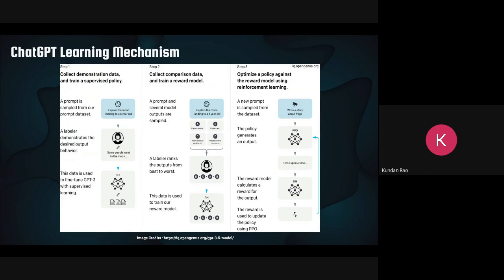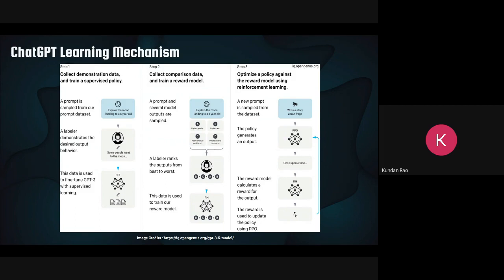Then we can use this data in order to train a reward model. So the input for the reward model will be the user's prompt and one of the responses that were generated, and the output will be a scalar value which determines the quality of the response with respect to the input prompt. Also, we use the ranking that we generated in the past in order to train the reward model.